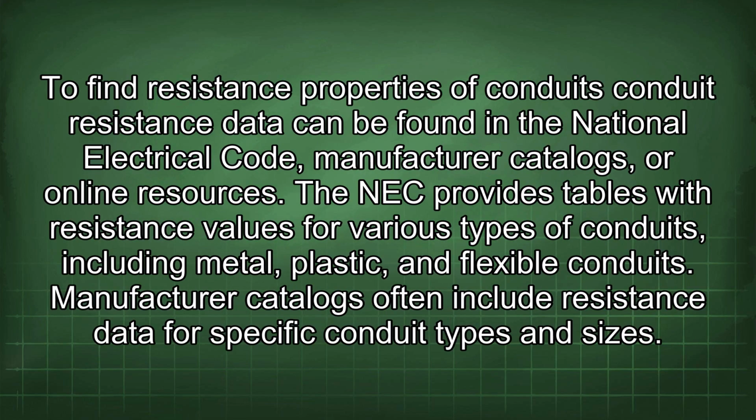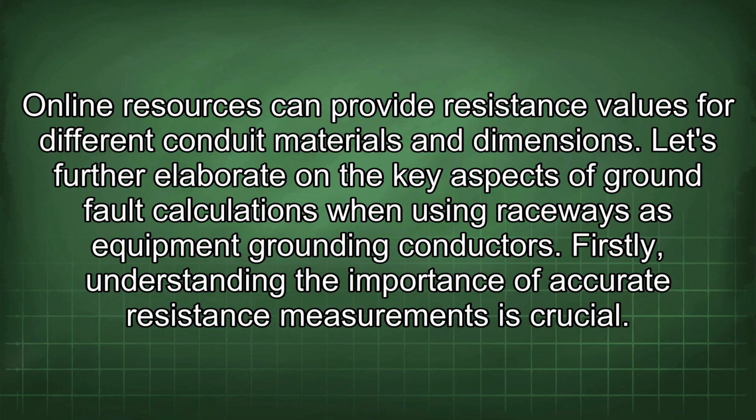To find resistance properties of conduits, conduit resistance data can be found in the National Electrical Code, manufacturer catalogs, or online resources. The NEC provides tables with resistance values for various types of conduits, including metal, plastic, and flexible conduits. Manufacturer catalogs often include resistance data for specific conduit types and sizes. Online resources can provide resistance values for different conduit materials and dimensions.